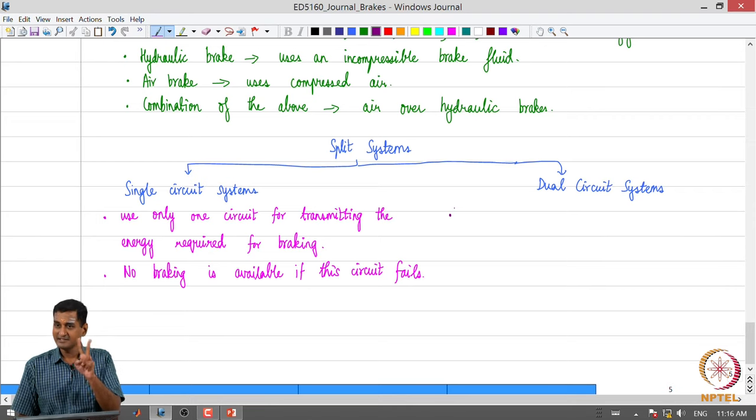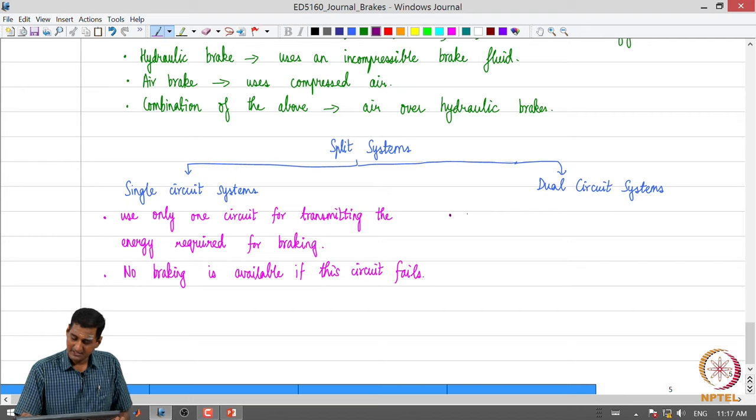So you can immediately see that there are two control points for the driver, and consequently there will be two separate circuits. That is very clearly visible from the outside. In a passenger car, there is typically only one control point for actuation, which is the foot pedal. But as we will see when we look at the hydraulic brake system, internally there is going to be a split. We will see how it happens when we discuss a hydraulic brake system.